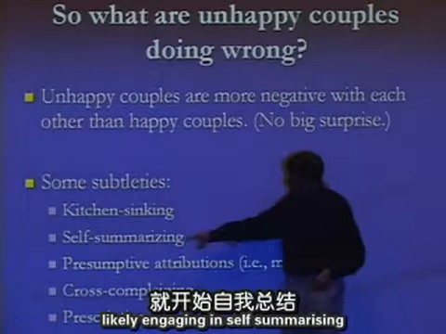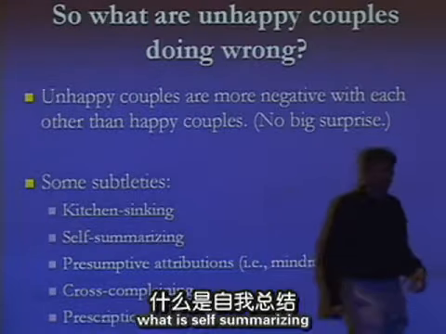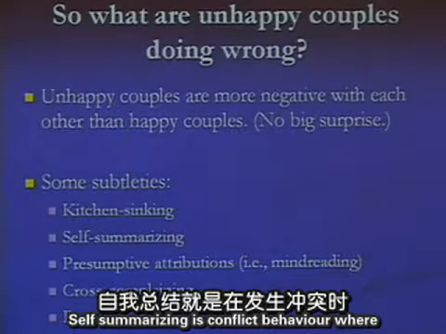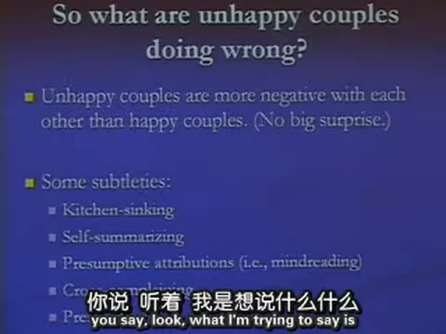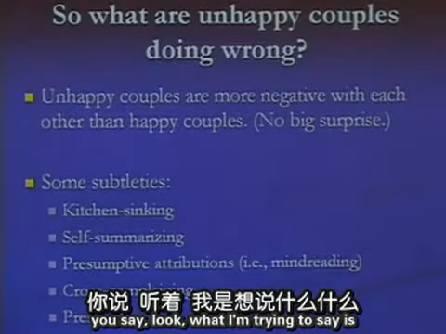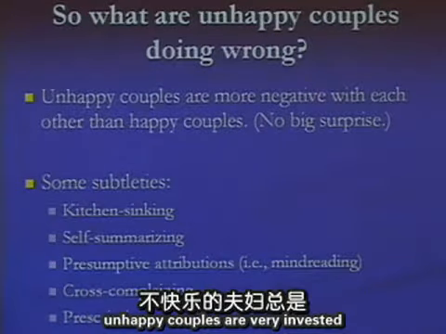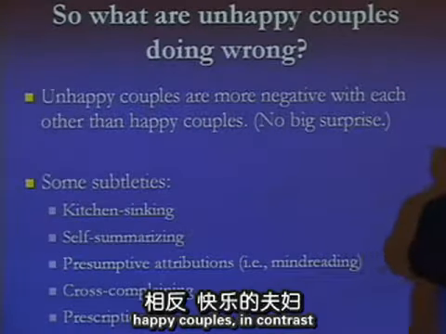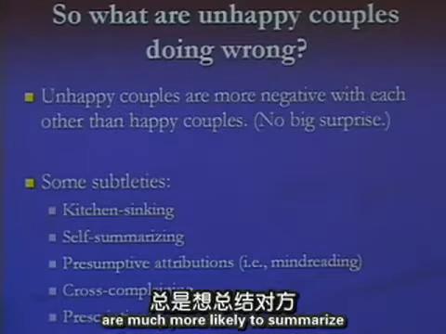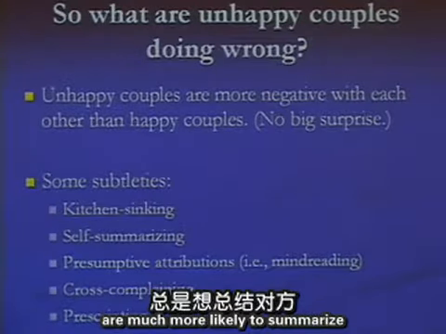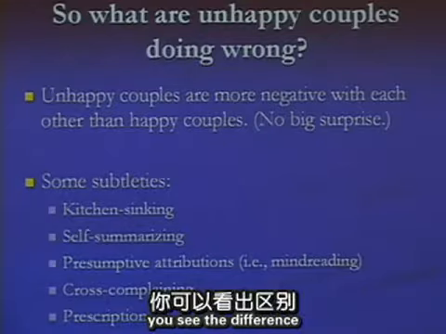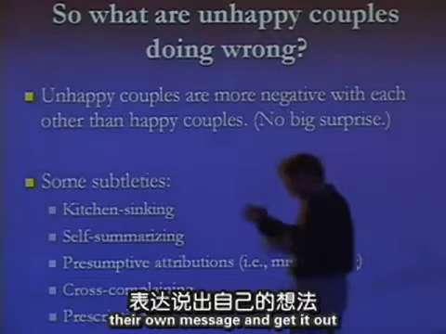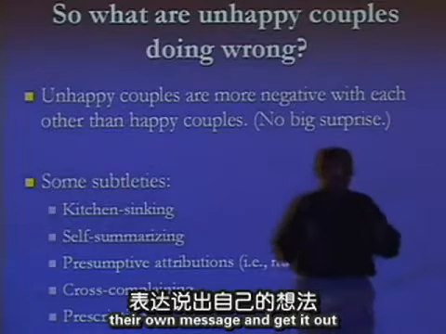Unhappy couples were much more likely to engage in self-summarizing. What is self-summarizing? Self-summarizing is a conflict behavior where you say, look, what I'm trying to say is... Unhappy couples are very invested in summarizing themselves. Happy couples, in contrast, were much more likely to summarize what the other person had to say. You see the difference. Unhappy couples are focused on their own message and getting it out.